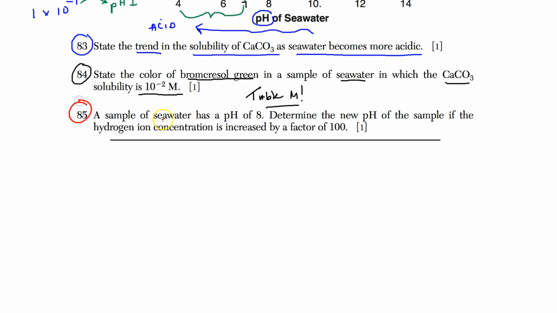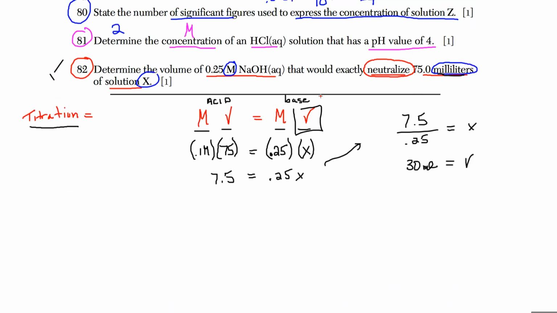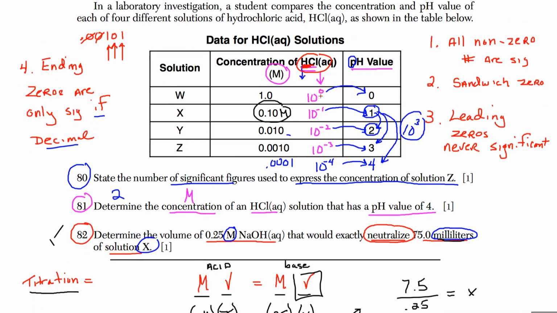Number 85, a sample of seawater has a pH of 8. Okay. Determine the new pH of the sample if the hydrogen ion concentration, that's H+. Hey, that comes from acids, giving them off, is increased by a factor of 100. So this is the question I was talking about in the previous part of this exam, okay? And I was talking about it popping up. So here was a question where it actually did come up. I didn't think it would.